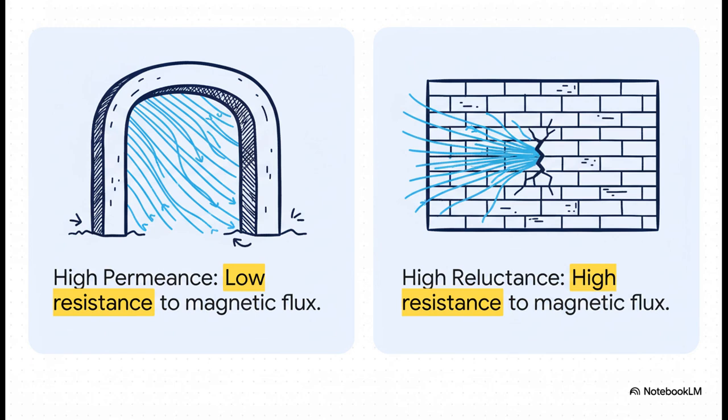Now, here's where it gets really interesting. There's a relationship between permeance and another term called reluctance. If permeance is the easy path, well, reluctance is the hard path. It's a magnetic version of electrical resistance. So it's a simple trade-off. High permeance means low reluctance, and high reluctance means low permeance. They're just complete opposites, two sides of the same coin.